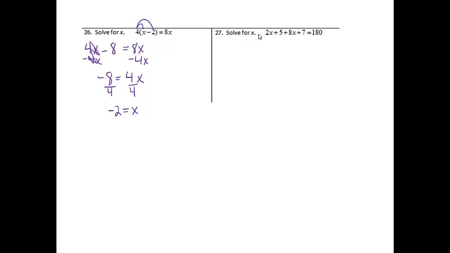Number 27, solve for x. We have 2x plus 5 plus 8x plus 7 equals 180. We want to combine like terms on the left side first, and since they're both on the same side, we just get to put them together. So 2x plus 8x will give me 10x, and then 5 plus 7 will give me a positive 12. And then we still have equals 180.